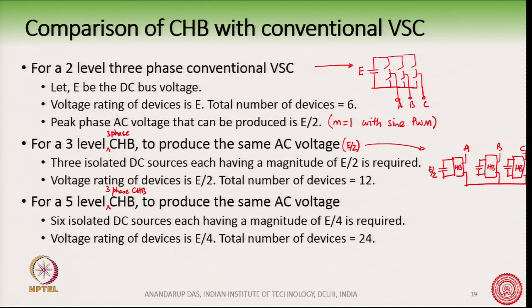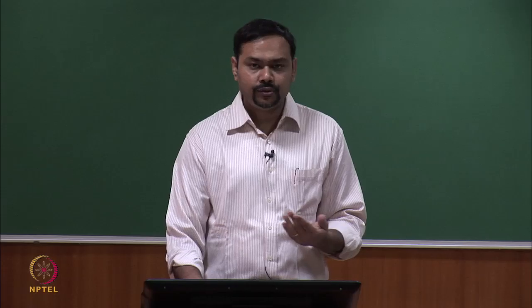which is not required for the conventional VSC. But again this is the disadvantage, but there is an advantage, and the advantage is that the voltage rating of the device is equal to E by 2. The voltage rating of all the devices in this is E by 2, but we require 12 devices because each H bridge has 4 devices, 4 transistors. So, we require 12 devices here, whereas we require 6 devices in this converter.